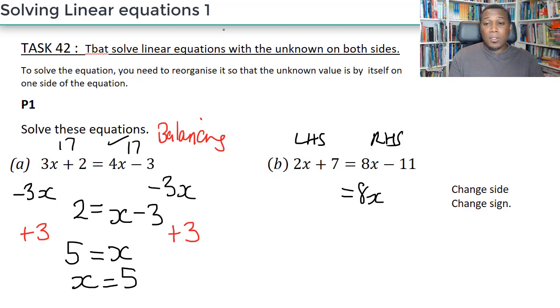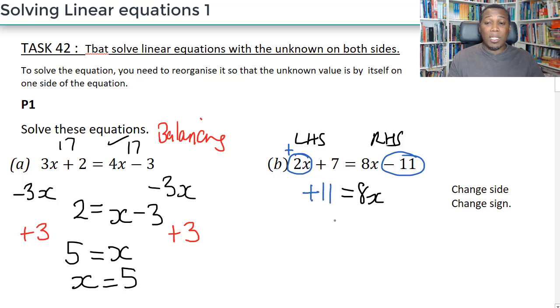So that means it's the minus 11 that will have to move, and the 2x will have to move. And that 2x, you need to keep in mind, is positive 2x. So that's the strategy. That's the game plan. I have more x's on the right, so all the x's go on the right, and all the numbers go on the left. That's the game plan.